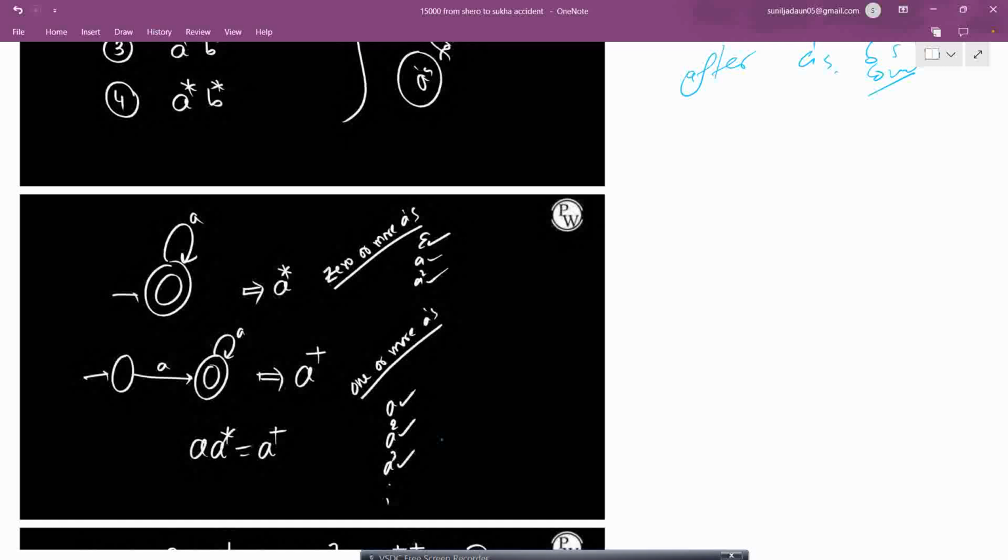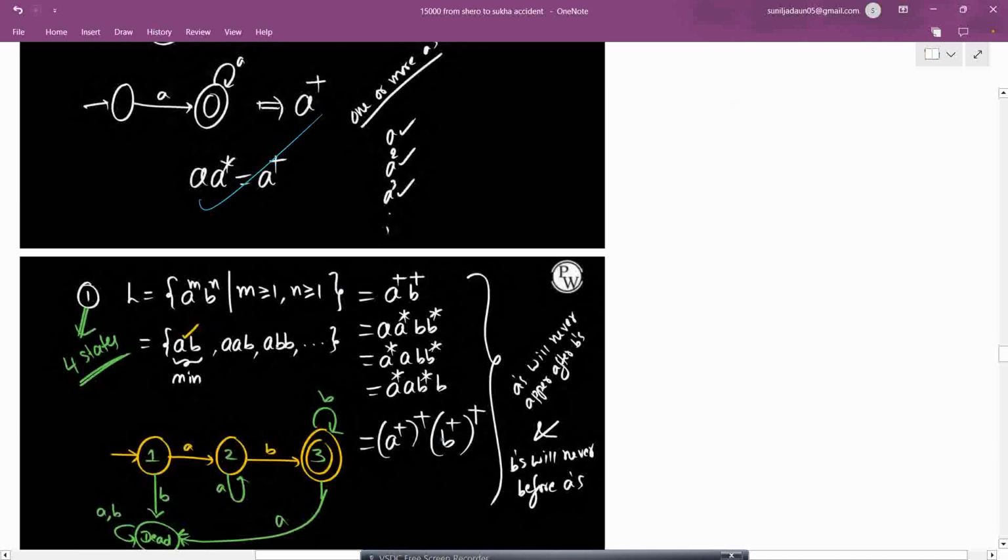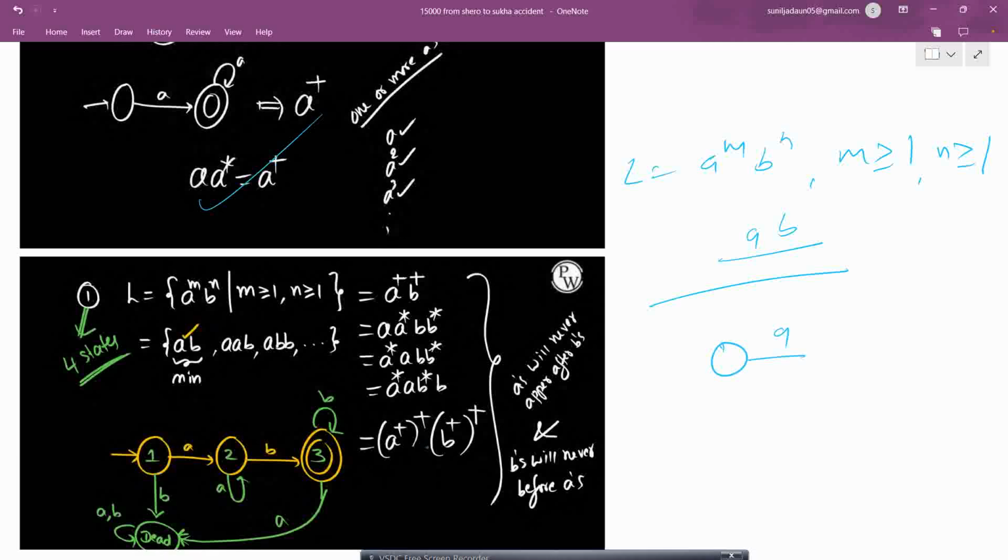So how do we do this? A streak, we will do this. For A plus, we will do this here. A to the power n and B to the power n. So if L is equal to A to the power n, B to the power n, and m is greater than n, n is greater than or equal to 1, then what is the minimum? AB. Alright? AB is the minimum. So this, if it is A, yes. If it is B, yes. We will go to this.